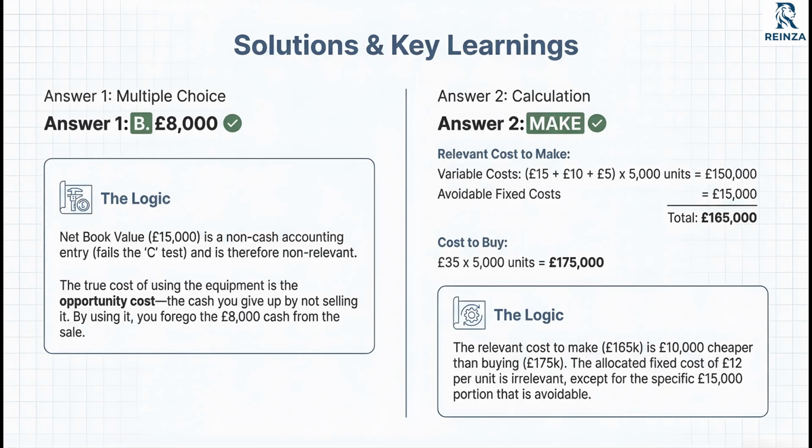The key learning here is that the allocated fixed cost of £12 per unit is irrelevant, except for the specific £15,000 that is avoidable. The remaining fixed costs of £45,000 would continue regardless. Exam tip: always show your workings clearly, even if the question does not explicitly ask for them. This way, if you make an arithmetic error, you can still get method marks.